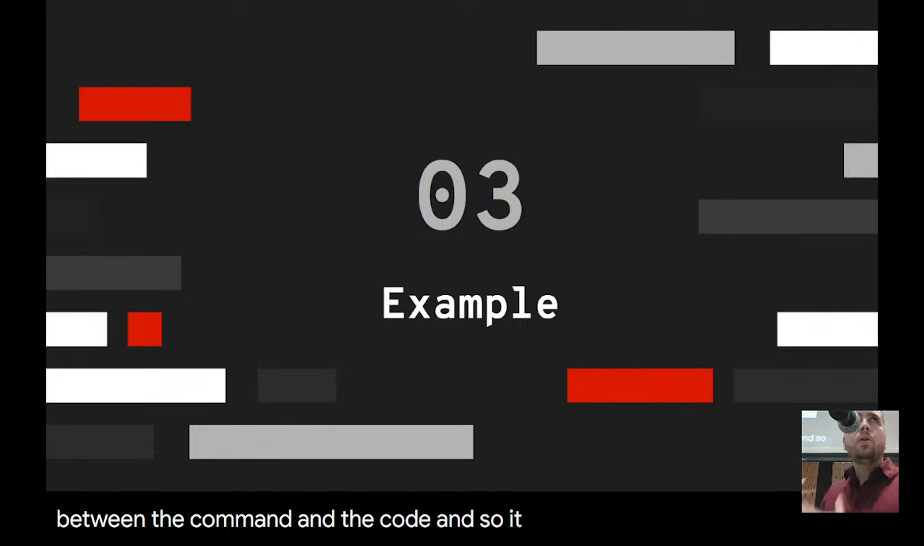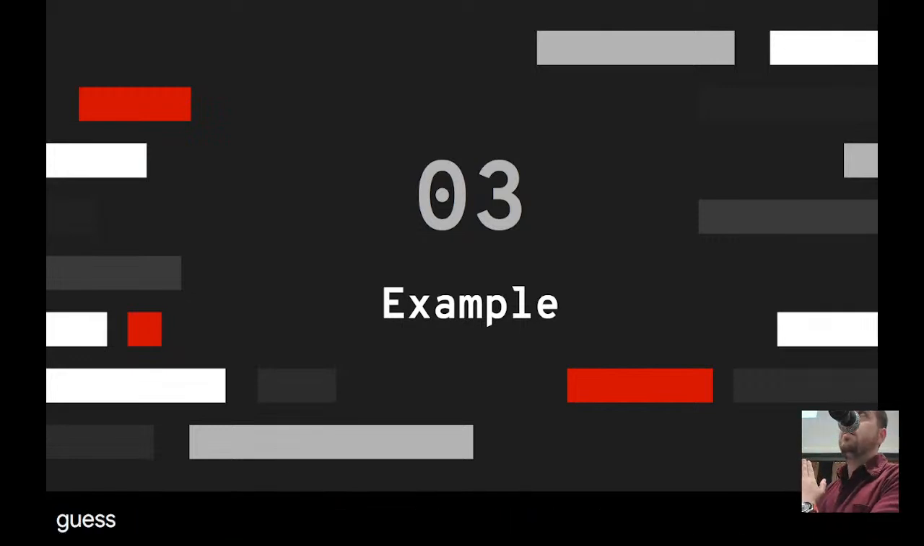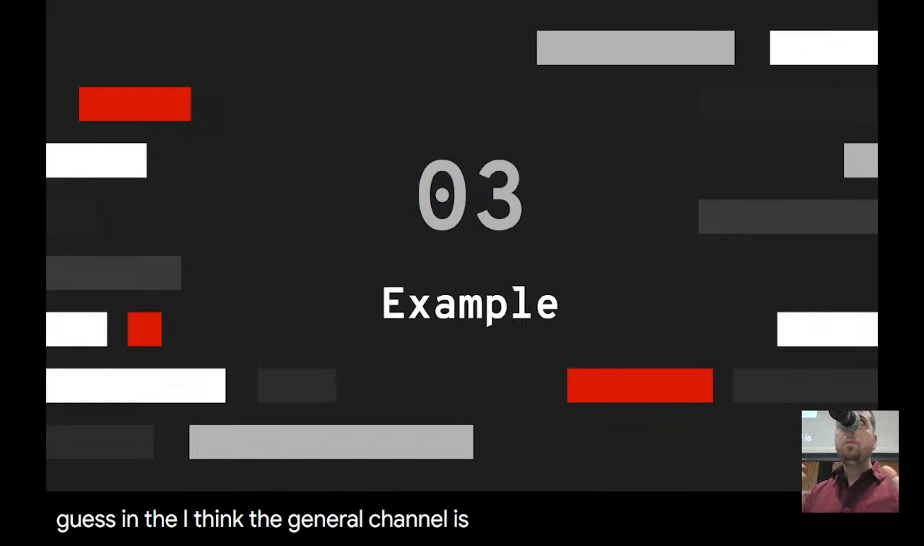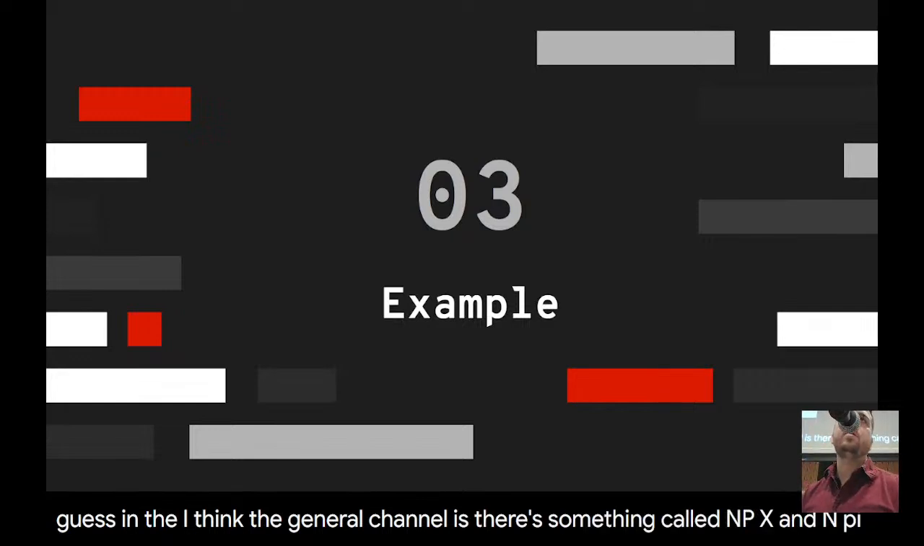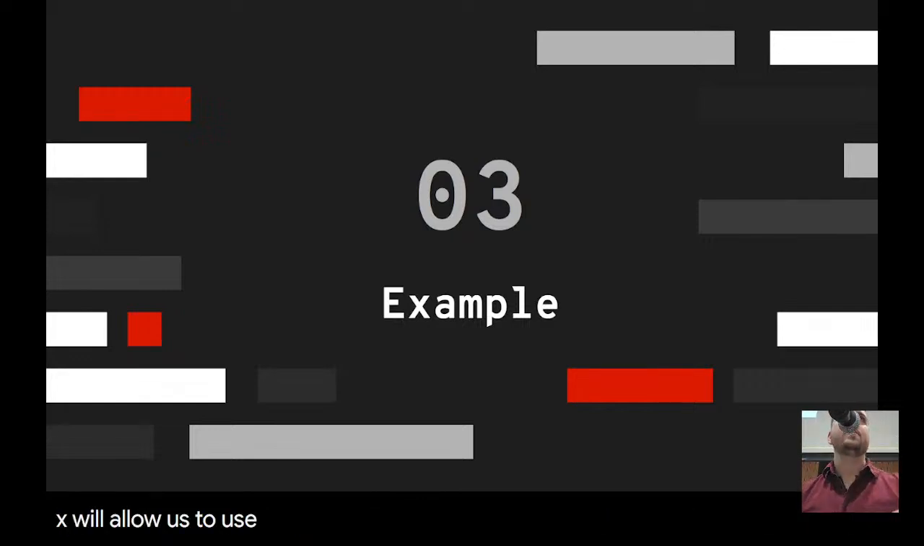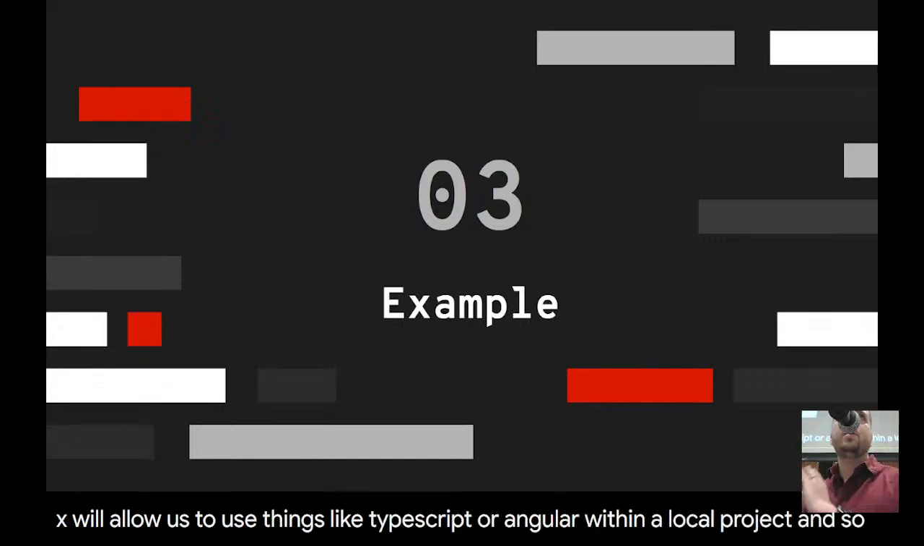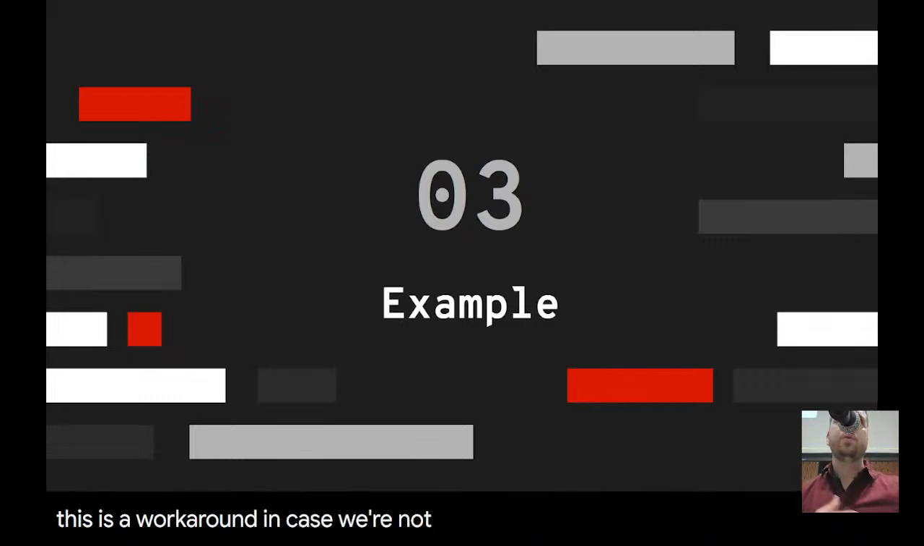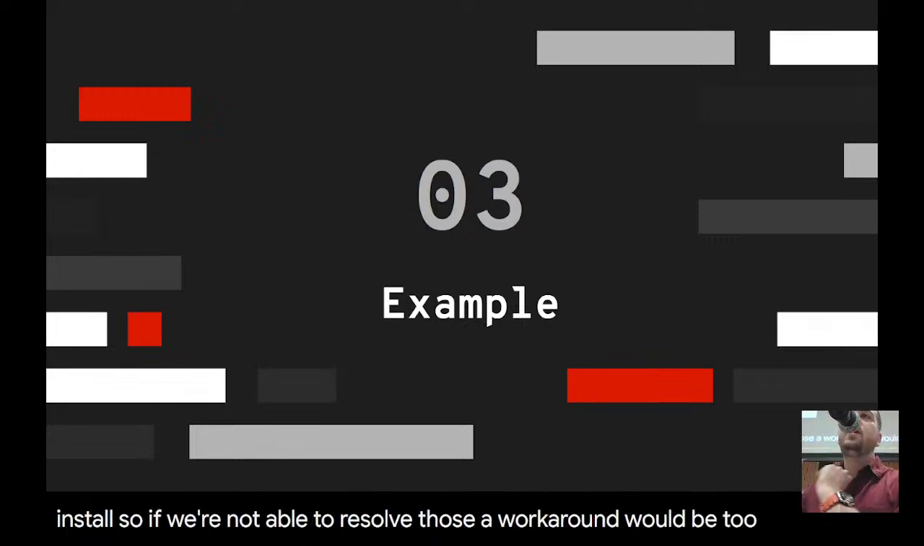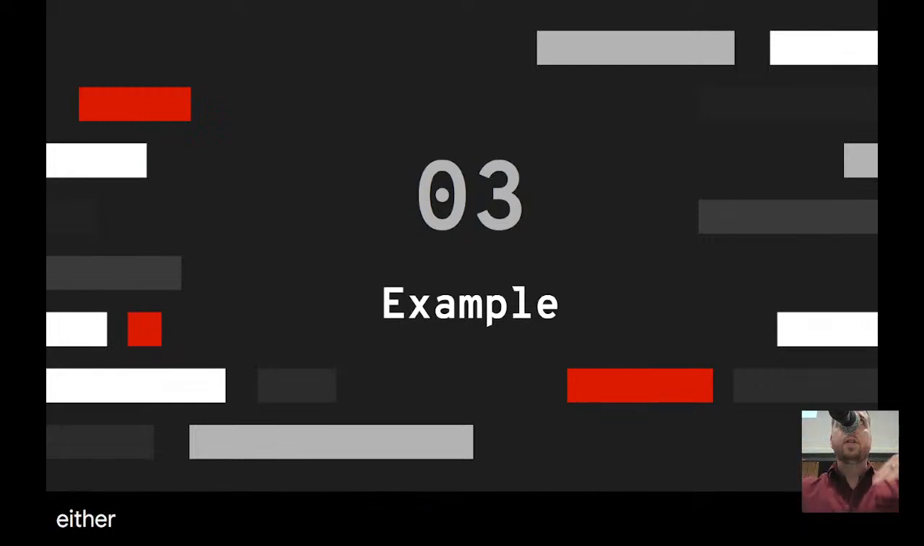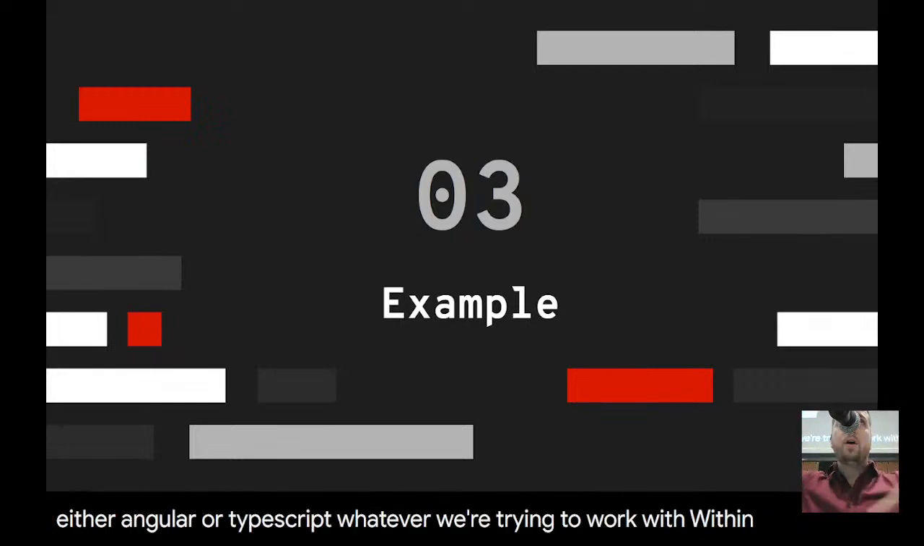And so a workaround that I've posted, I guess, in the general channel is there's something called npx, and npx will allow us to use things like TypeScript or Angular within a local project. And so this is a workaround in case we're not able to resolve the issues with the global install. So if we're not able to resolve those, a workaround would be to install either Angular or TypeScript, whatever we're trying to work with, within our project.